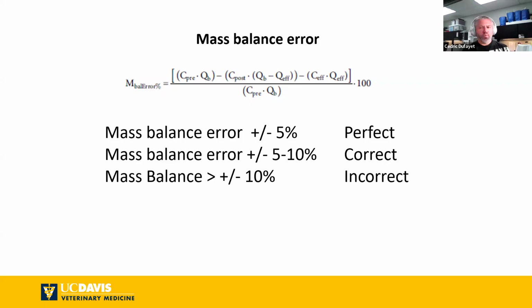And they considered that the samples were perfect if the mass balance error that they calculated was within a 5% difference. If it was 5 to 10, then they would say it's correct. And if the mass balance error was more than 10% or minus 10%, then they would consider that the sampling was incorrect. So I thought also that it was a pretty smart way to look at whether the concentration in your samples was appropriate: look at where your urea went, and if you're missing some, or if you have more than you had at the beginning, then you know that you have a problem.